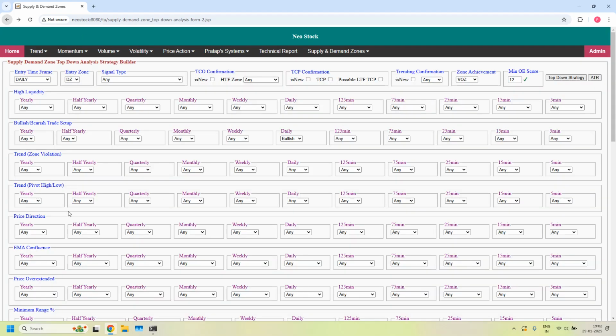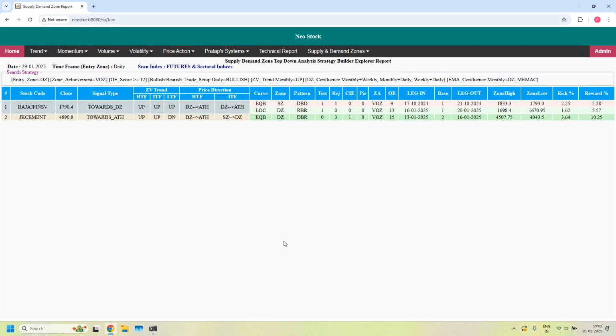Let's verify. In the EMA confluence at monthly time frame, I am setting the filter monthly demand zone having monthly EMA confluence, and the trend in monthly time frame should be uptrend, should not be sideways. So with this filter we got both these stocks. That means both these stocks are even higher priority stocks. So this is about a bullish trade setup for monthly income trade.